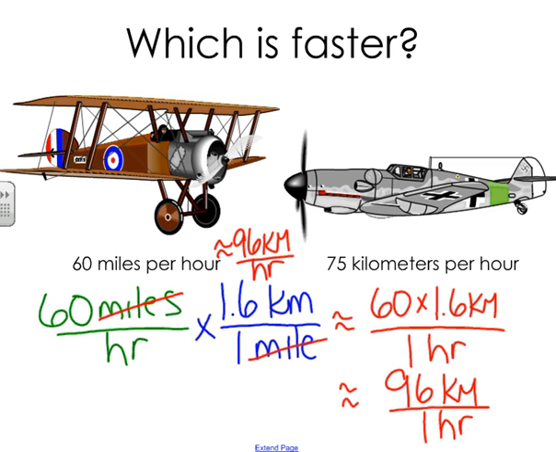Now it's really easy to compare those two, and I can see that the biplane is actually traveling at a faster speed. And I can add in some specific information and say that it's traveling about 20 kilometers per hour faster.